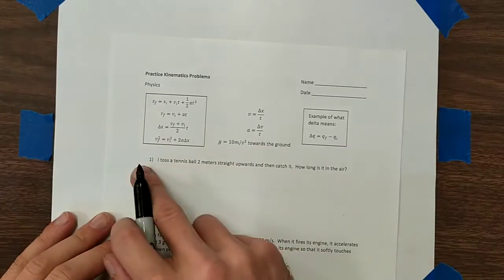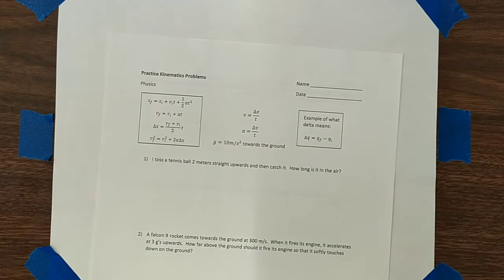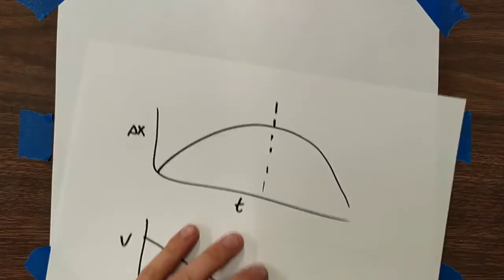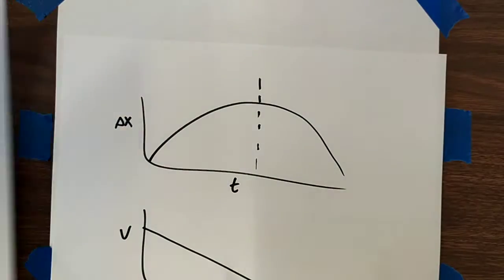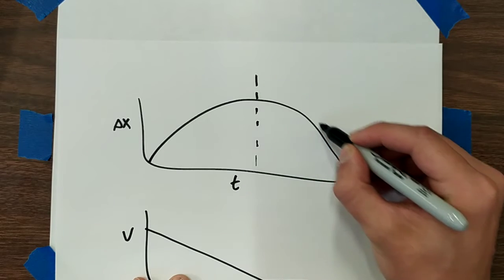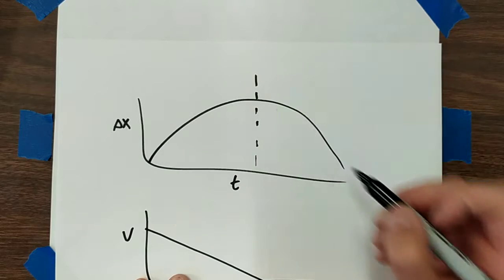Number 1 says I toss a tennis ball 2 meters straight upwards and then catch it. How long is it in the air? What I know from throwing something up in the air and catching it is that the part where it's falling back towards me is the exact same as the part where it's going up to its highest point.